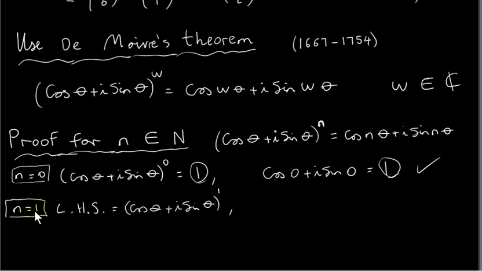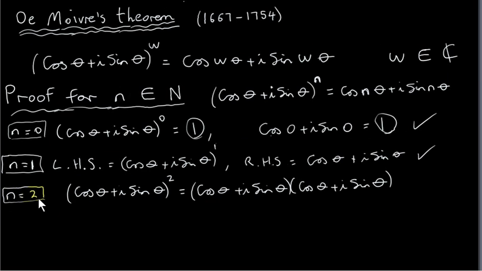Now, let's see if it's true for n equals 1. This will be the first natural number, if we're assuming that the set of natural numbers begins with plus 1. So we look at the left hand side here, replace n with 1. So we get cos theta plus i sine theta all to the power of 1. What about the right hand side? We replace n with 1, so we get cos of 1 times theta. Well, that's just cos theta, plus i sine of 1 times theta, which is just theta. But of course, cos theta plus i sine theta to the power of 1 is just cos theta plus i sine theta. So we see that de Moivre's theorem is true for n equals 1.